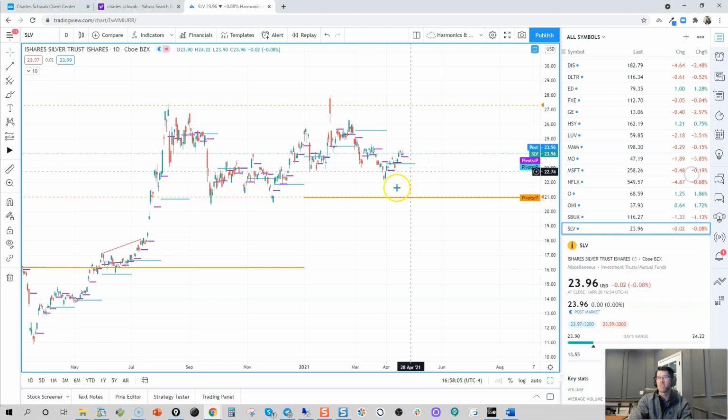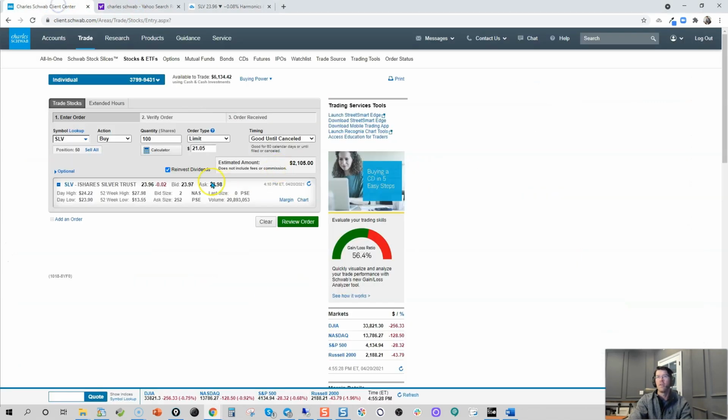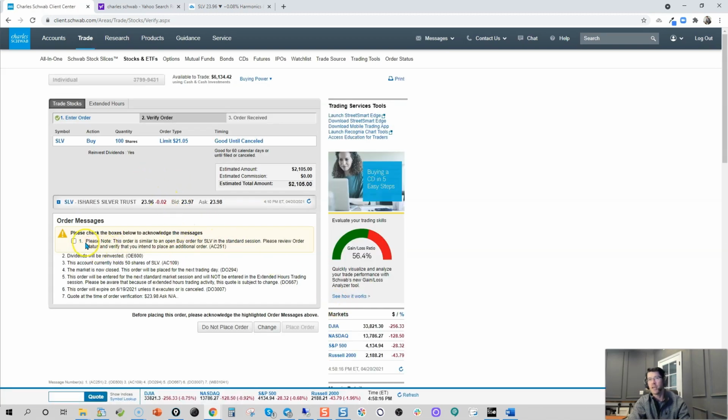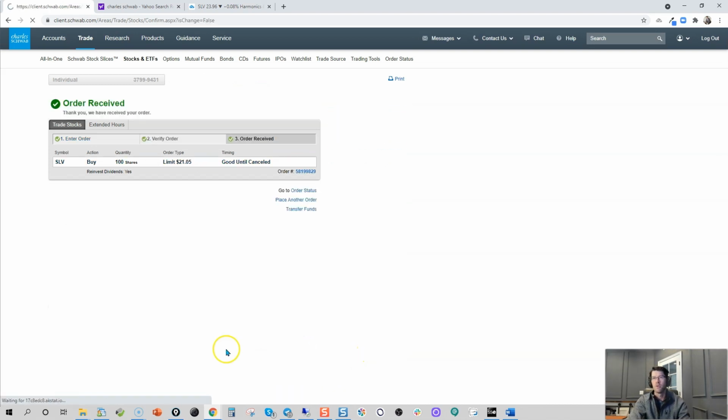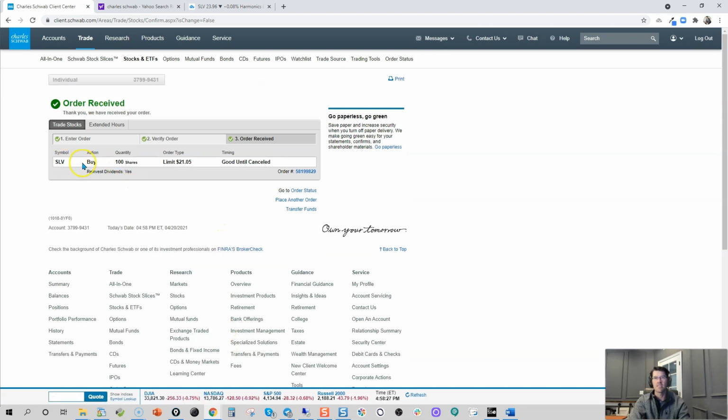So anyways, doing some simple math on that, but I like the trade. So it looks good if I want to take it. It's going to cost me $2,105. I'll reinvest the dividends. It's good for 60 days in my broker platform. I'll click review. And I have to acknowledge that this is during a standard session. That is fine. And it's not even close to price anyway, so 2105 and place order. And it's in. So now my SLV at 100 shares, 2105 is my limit buy, good till cancel for 60 days. It is in there.